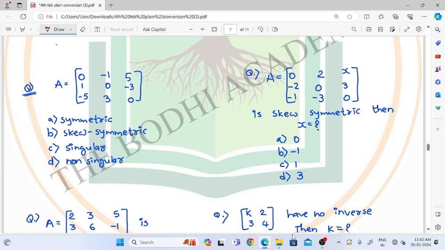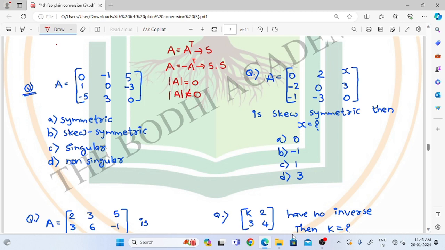When the matrix is the same as its transpose, it is called a symmetric matrix. When the matrix is the same as minus of its transpose, it is called a skew-symmetric matrix. The third option is singular. A matrix is called singular when its determinant is equal to 0, and non-singular when the determinant is not equal to 0. So these are the properties.